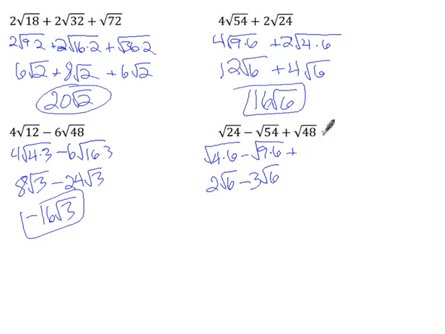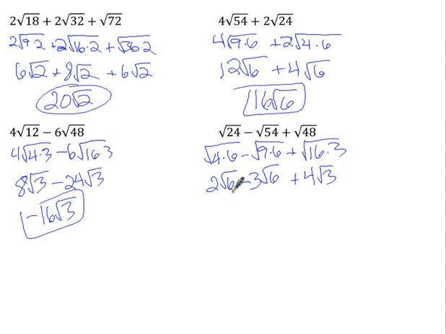Okay, so we have root 6, root 6. Let's try dividing 48 by 6 here. What do we get? 8. Is 8 a perfect square? No, it's not. So we're going to simplify this with 16 times 3. So square root 16 times 3. So this is plus 4 root 3. Yep, now you combine like terms.